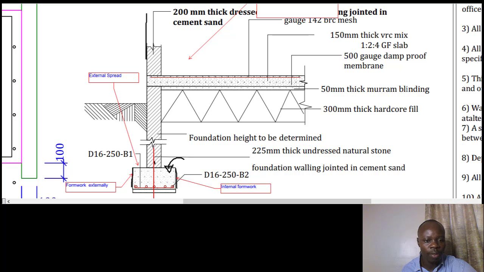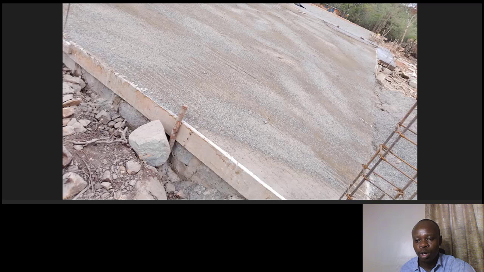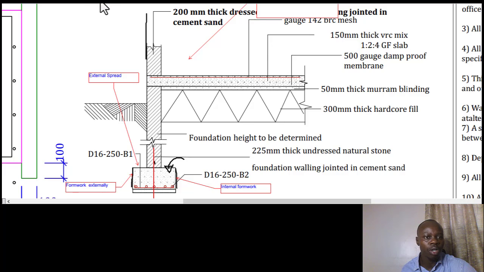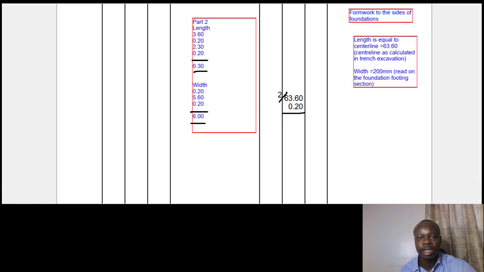As usual, in the mode of our presentation, we explain these items using images and projects that are happening, so that you are able to understand better. The next item we are covering now is formwork to the edges. Actually, before we go to that, we need to put up a description for what we have just done.